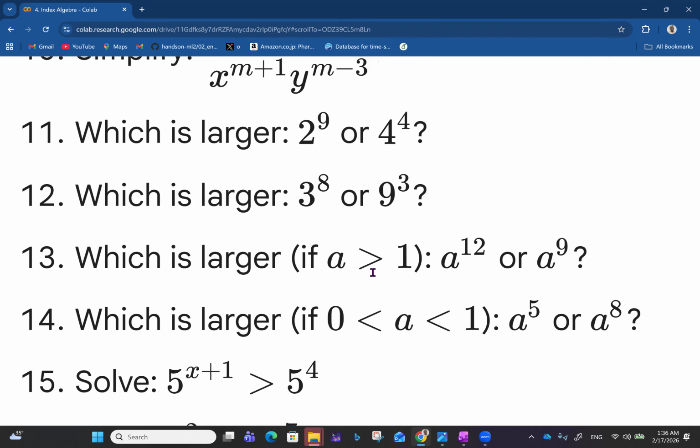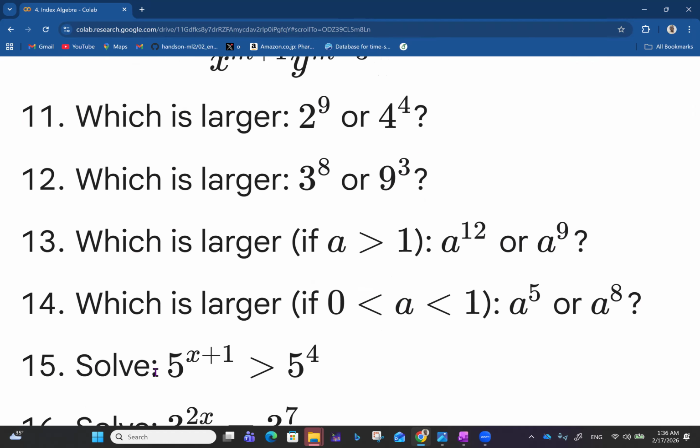Which is larger if a is greater than 1? Because a is greater than 1, of course, a raised to power 12 is larger than a raised to power 9. Which is larger if a lies between 0 and 1? Of course, if a is between this, it means the smaller power is larger. So for a between 0 and 1, a raised to power 5 is bigger than a raised to power 8.